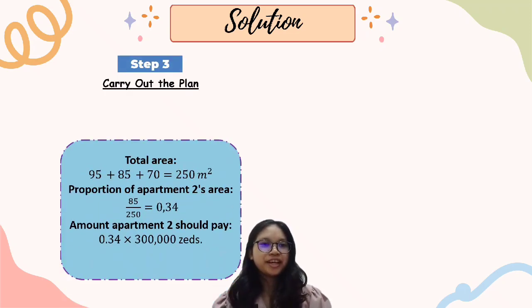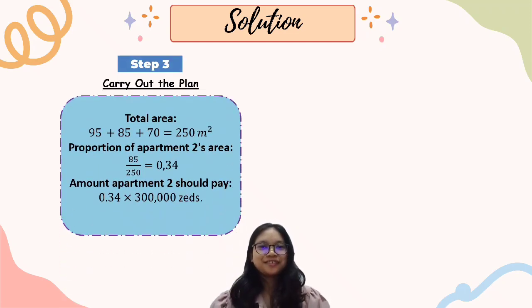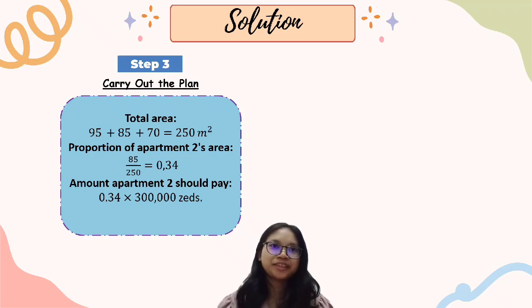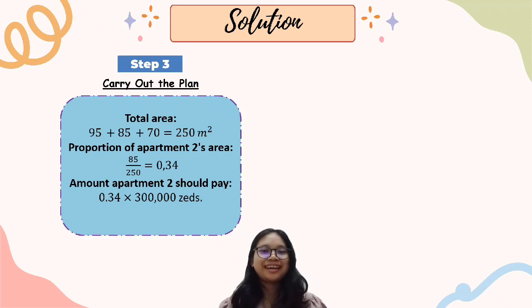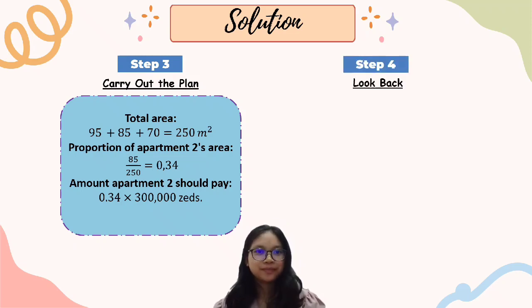Next, the third step is to carry out the plan. First, we calculate the total area and we get 250 square meters. Then we determine the proportion of apartment 2's area and we get 0.34. Last, we calculate the amount apartment 2 should pay: 0.34 times 300,000 zeds.